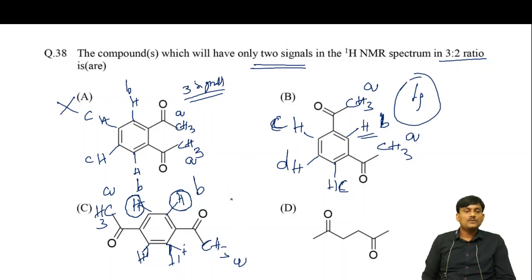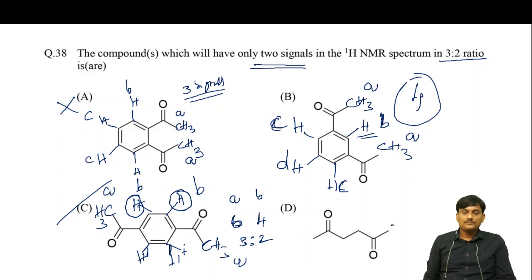Then what is the ratio? A and B, how many A's are there? 6 A-type protons and 4 B-type protons. It is 3:2. So C is the correct option.